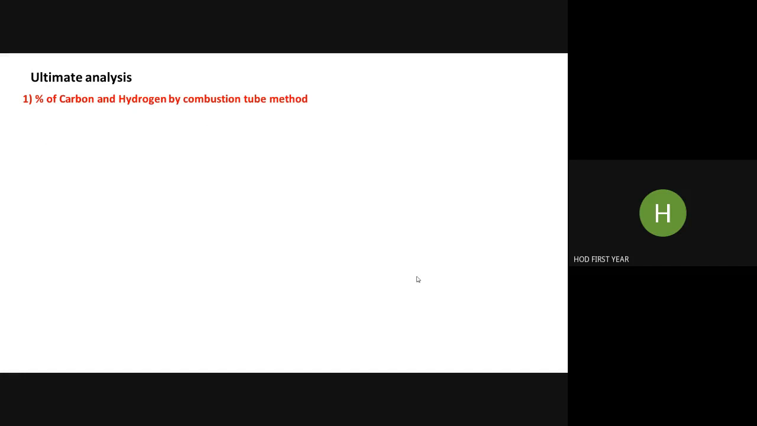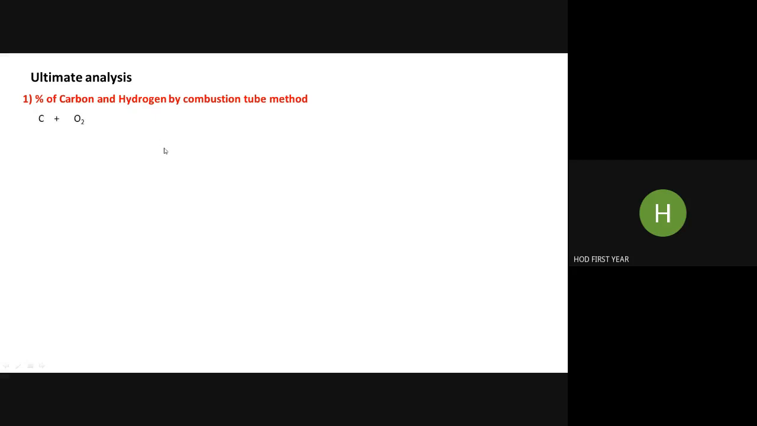So under ultimate analysis, first target is to determine percentage of carbon and hydrogen. Okay, and to determine these two, we need one and same experiment, and name of the experiment is combustion tube method. Okay, you might have studied this. So this is most efficient method where we can estimate percentage of carbon and hydrogen very accurately in case of coal, right?